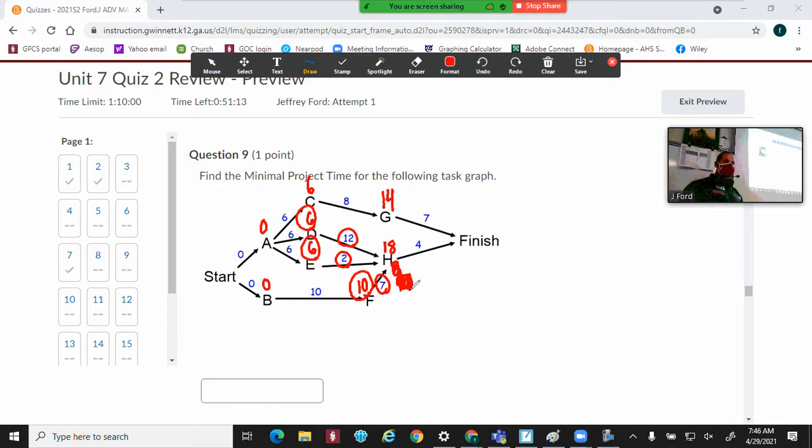And the finish, again, is another merge. You are going to take the largest number. So G is 14 plus 7 is 21, or 18 plus 4 is 22. So when can it officially get done? Once everything gets finished on day 22. So my answer would be 22 days.